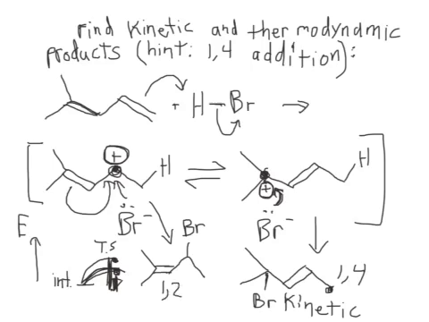So now let's think about the thermodynamic products. Which one of these is the thermodynamic product? Well, it's the one that's more stable. To figure out which one's more stable, we just figure out which of these double bonds is more substituted. And it's this one. So the 1,2 addition product is the more stable, lower energy thermodynamic product here.